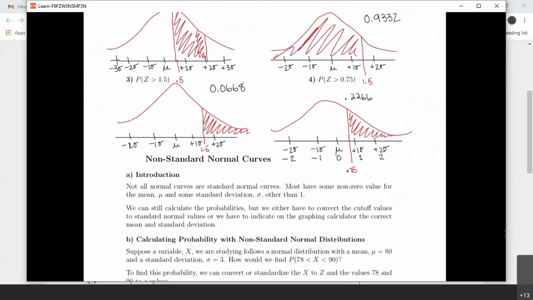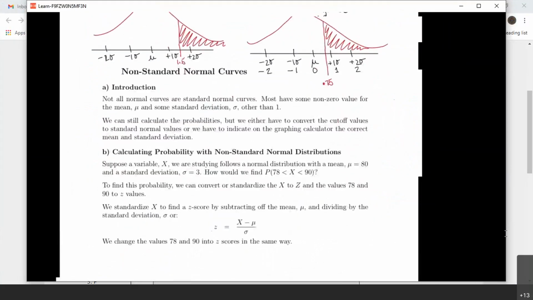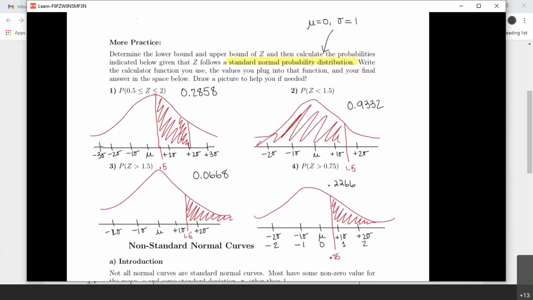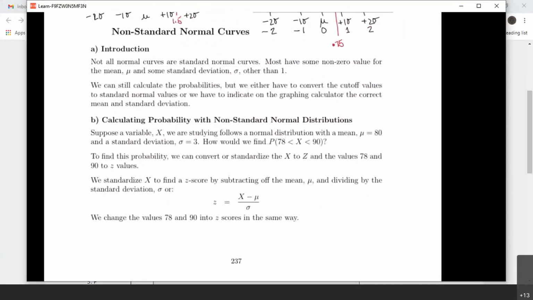Okay. Well, the majority of normal curves you're going to meet in your lifetime are not the standard kind. Most have some non-zero value for the mean and some standard deviation other than 1. Either you have to convert your values to the standard normal values, or you have to let the graphing calculator or the online calculator know you have a different mean and standard deviation. We'll show you the old school way first, which was converting your scores. You do not have to do this. So, old school.